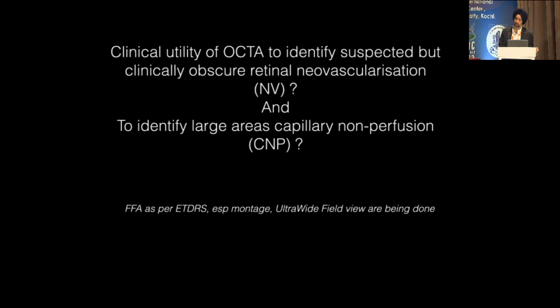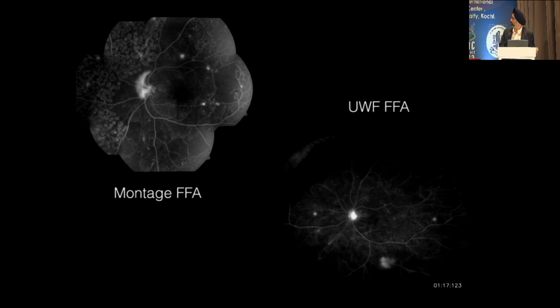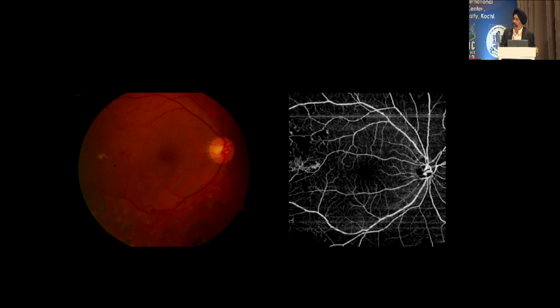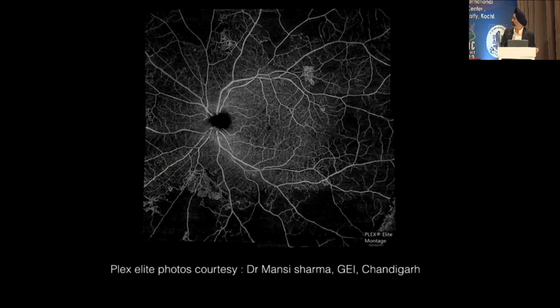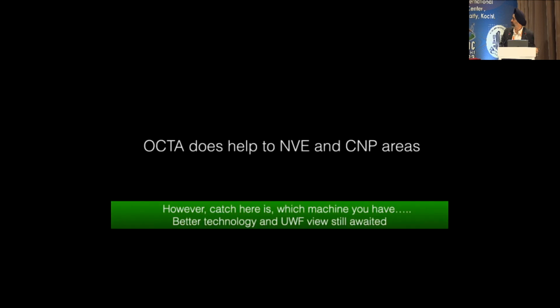We have all been doing montages, or the ETDRS photographs, or the widefield to know these. This is how we see these angiograms showing us the CNP areas and the neovascularization. And this is how OCTA will look. This is a 12 by 12 scan, and again, it depends on which machine you have. Another colleague has given me this OCTA where they make a montage of the 12 by 12 scan, so it is nearly covering the whole ETDRS field. Clearly, without injecting, we are able to see CNP areas and the neovascularization in these patients.